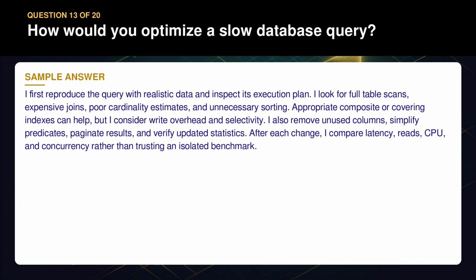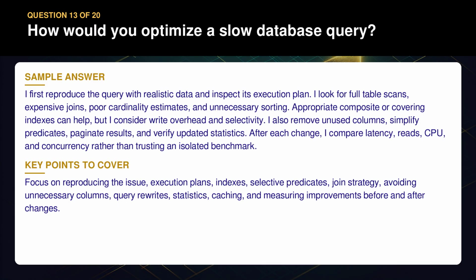Appropriate composite or covering indexes can help, but I consider write overhead and selectivity. I also remove unused columns, simplify predicates, paginate results, and verify updated statistics. After each change, I compare latency, reads, CPU, and concurrency rather than trusting an isolated benchmark. Focus on reproducing the issue, execution plans, indexes, selective predicates, join strategy, avoiding unnecessary columns, query rewrites, statistics, caching, and measuring improvements before and after changes.